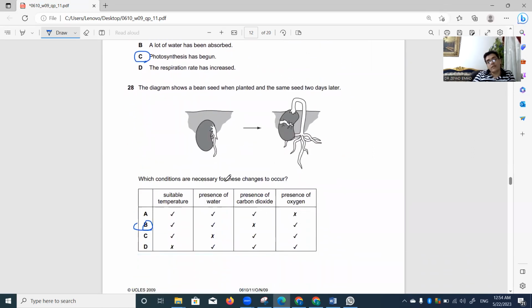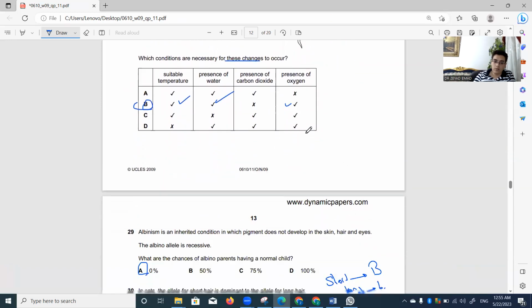Which conditions are necessary for these changes to occur? We need the word WOW, which means water, oxygen and warm temperature. So we need suitable temperature and water and the presence of oxygen, and no carbon dioxide is needed, of course.